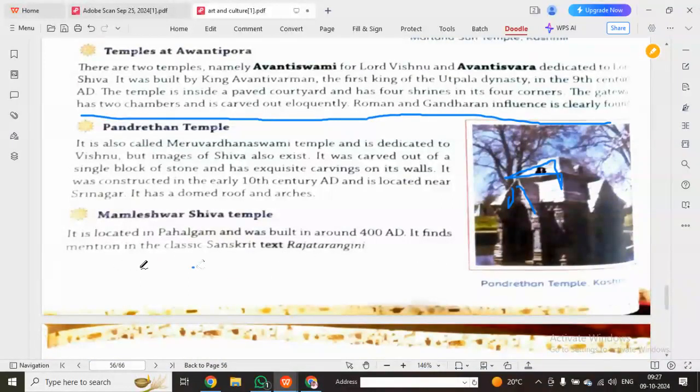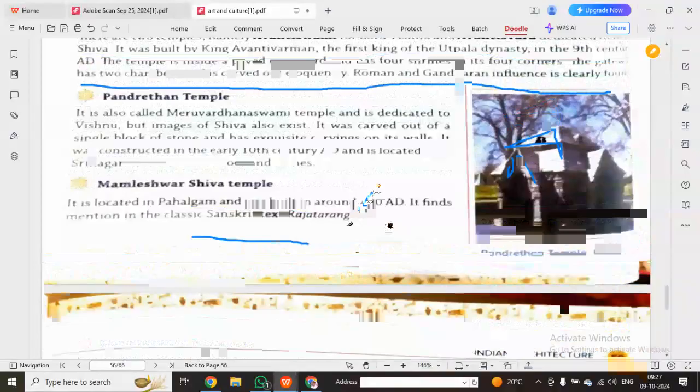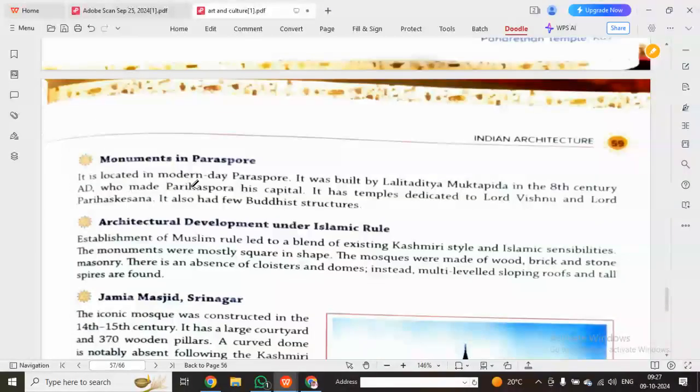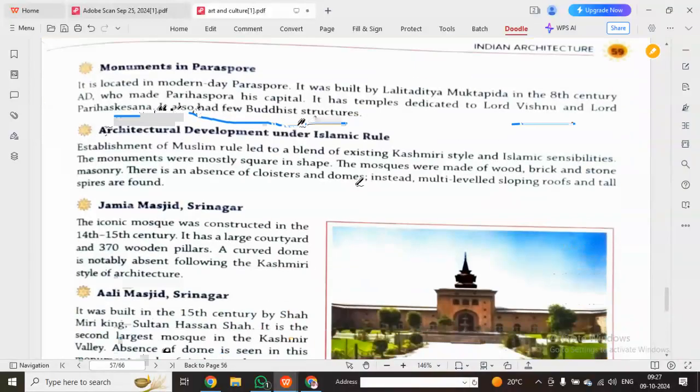Mamaleshwar Shiva, it was located in Pahalgam and built around 400 AD. It finds mention in the classic Sanskrit text राजतरंगिणी, इस टेक्स्ट में भी इसका जिक्र है. Parihaspora monuments. It was located in the modern day Parihaspora. It was built by Lalitaditya Muktapida in the 8th century, who made Parihaspora his capital. It has temples dedicated to Vishnu, Parihaskena Lord, and it has few Buddhist structures.